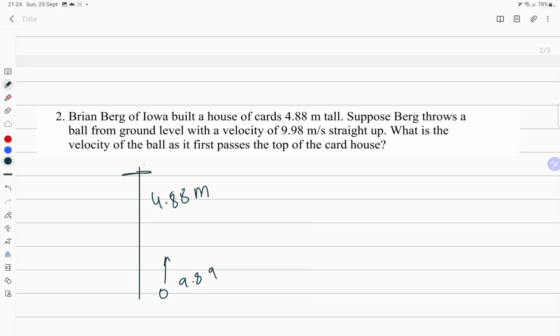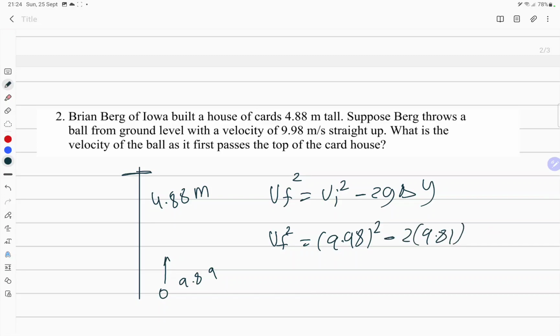Okay, so the top is 4.88 meters, which is not the maximum height, so I need to get the V final. V final squared is equal to V initial squared minus 2g delta Y. The question is straightforward. V initial is given already as 9.88, squared, minus 2 times 9.81, and the delta Y is already given, the height of the building, which is 4.88.